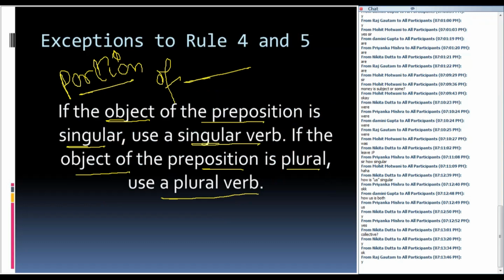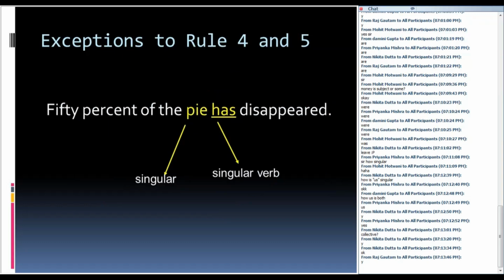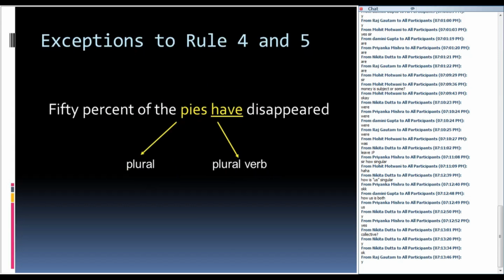You can see over here, the first one is 50%. 50% is a portion. 50% of the pie. So what is the subject here? Pie. It is singular. That is why I'll have to use has. 50% of the pie has disappeared. But if I say 50% of the pies, it's plural now, have disappeared.